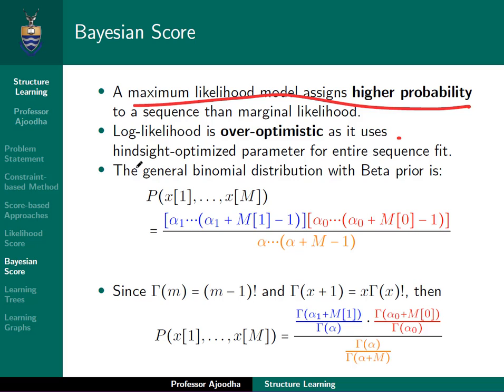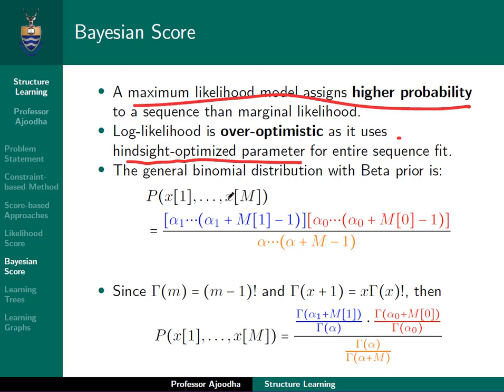So the maximum likelihood uses a hindsight optimized parameter for the entire sequence fit. Which is problematic sometimes, right? Because you don't want to dismiss the sequence. I mean, the sequence might be important, and the marginal likelihood takes that into account.